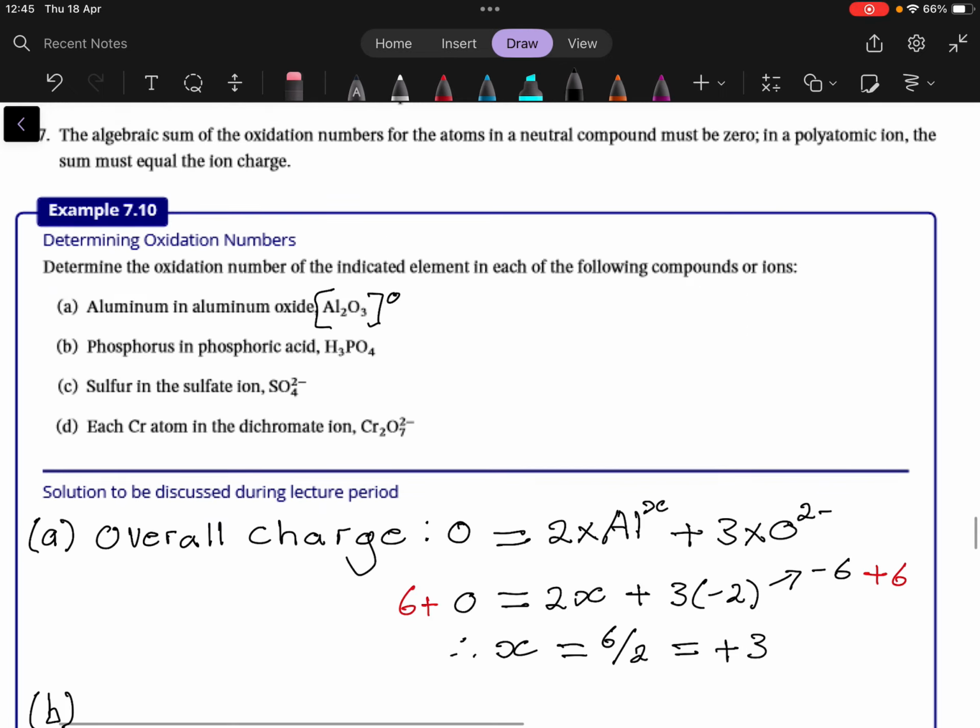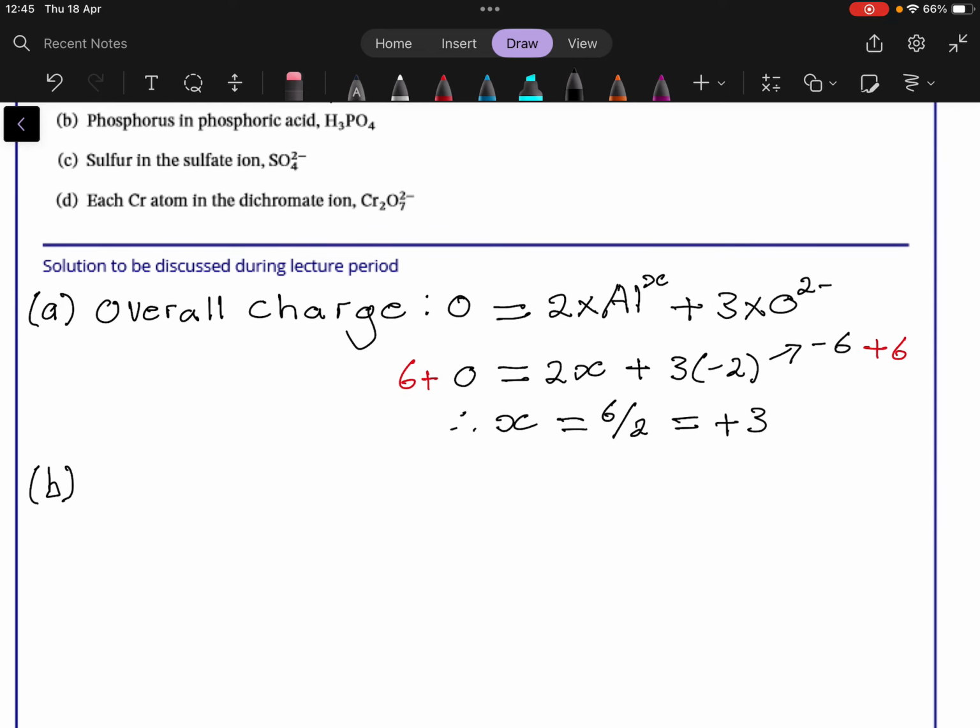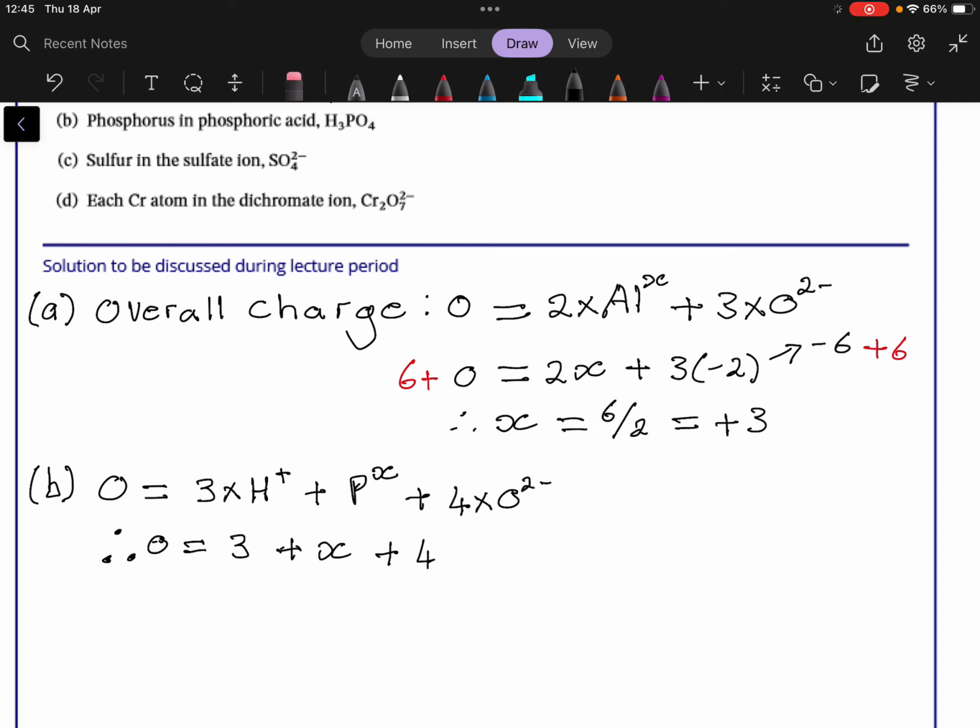So the B question, it says phosphorus and phosphoric acid. So again, what is our overall charge? Our overall charge is 0. So 0 must be equal to 3 times the charge on hydrogen plus the charge on phosphorus plus 4 times the charge on oxygen, which is always 2 minus. Therefore, 0 is equal to 3 plus x plus 4 times minus 2.